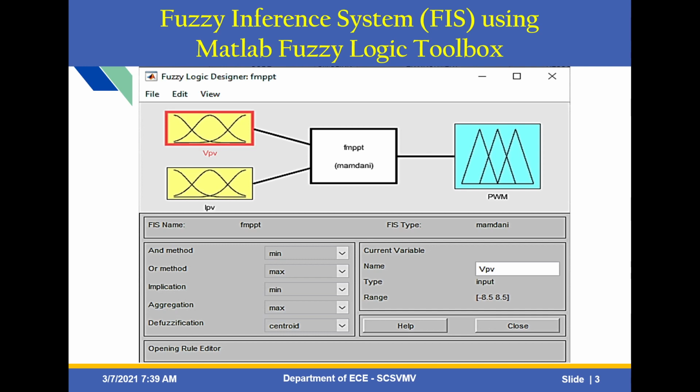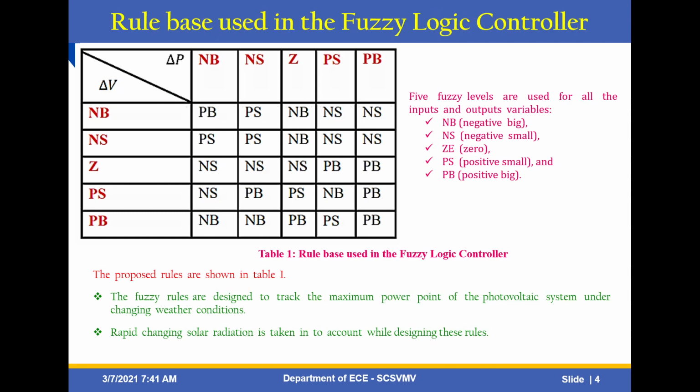You can choose the method according to your requirement. The fuzzy logic designer function is named FMPPT. Here is the rule base used in the fuzzy logic controller. There are five sets of fuzzy levels used for all the input and output variables. It shows the variations in voltage and variations in power.